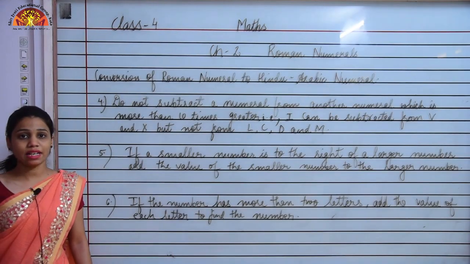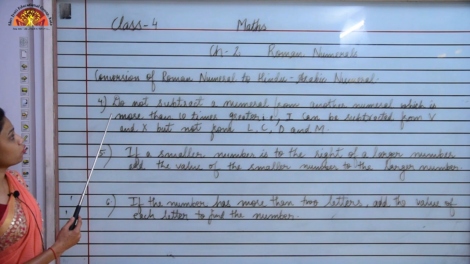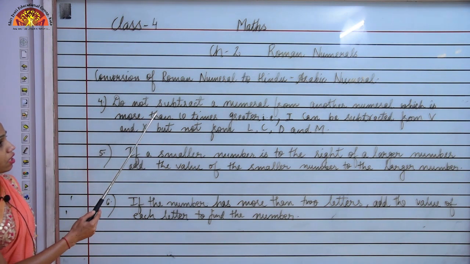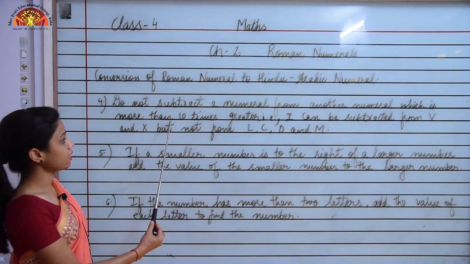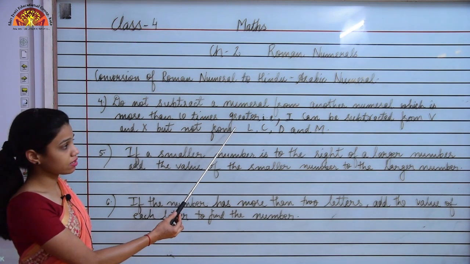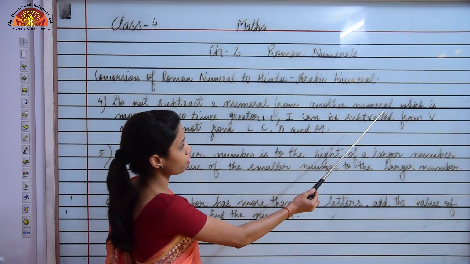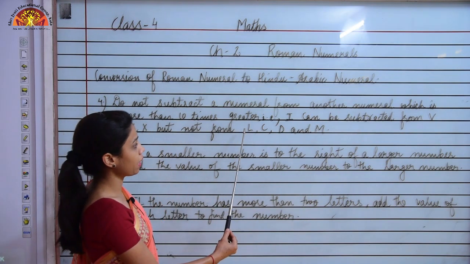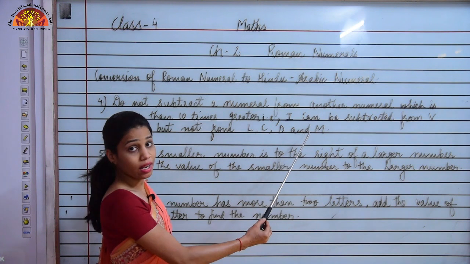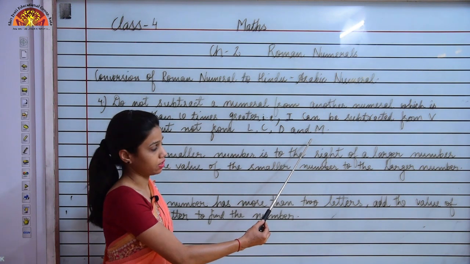Okay. Now students, let us see the fourth rule. Now the fourth rule is, do not subtract a numeral from another numeral which is more than 10 times greater. That is, I can be subtracted from V and X, but it cannot be subtracted from L, C, D and M. This you have to keep in mind.